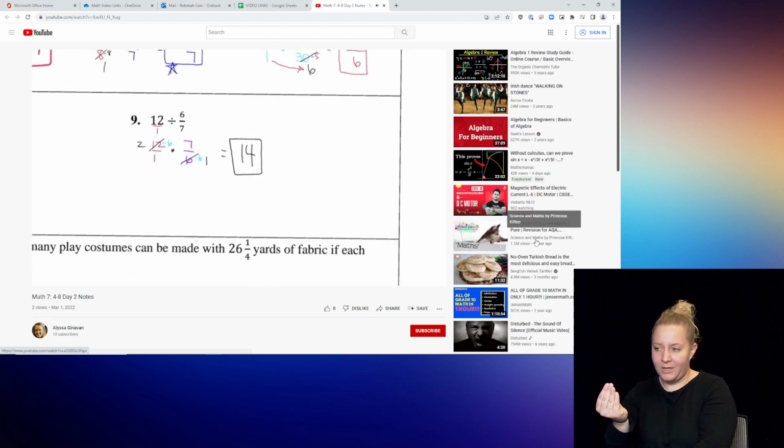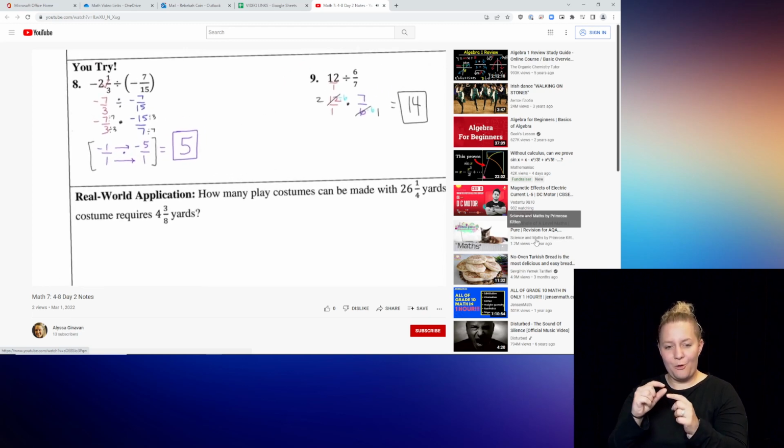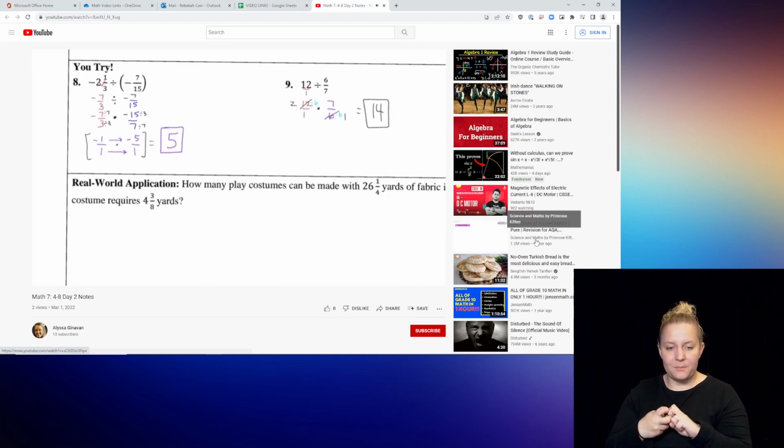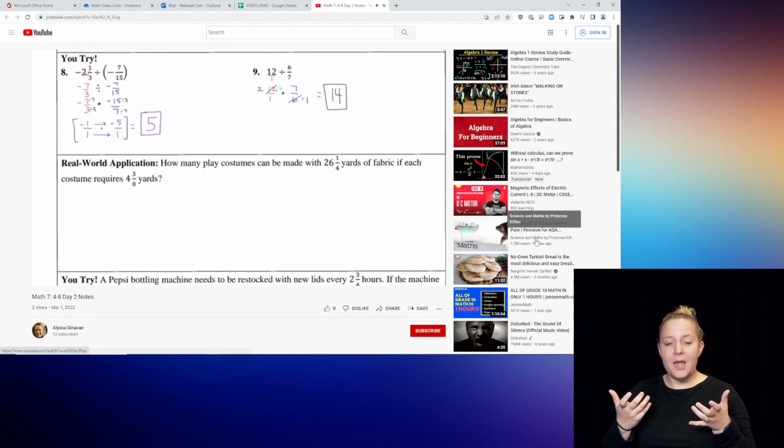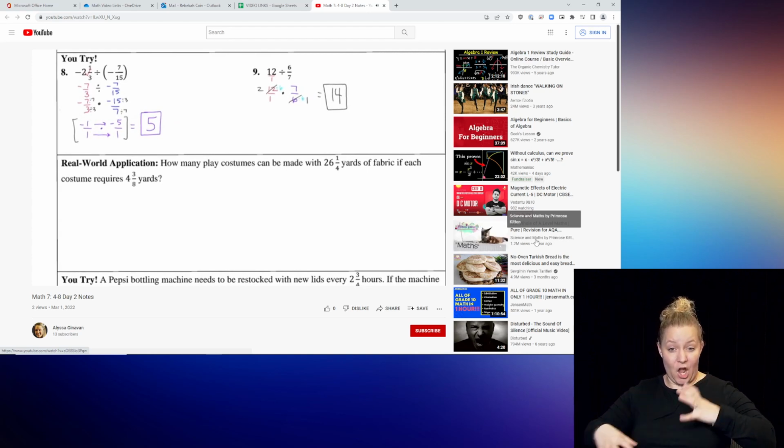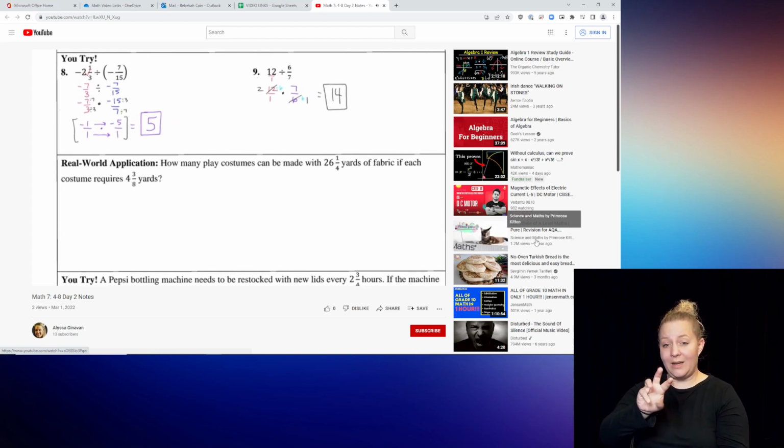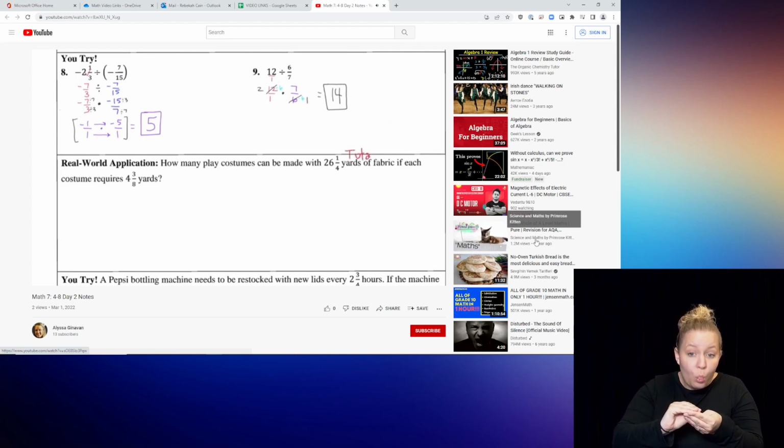All righty, let's look down at our word problem. Love us some word problems. How many play costumes can be made with 26 1/4 yards of fabric if each one requires that much? So if I have a total of 26 1/4 yards, let's go ahead and write that. That's how much I start with.